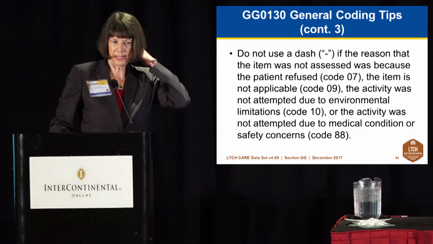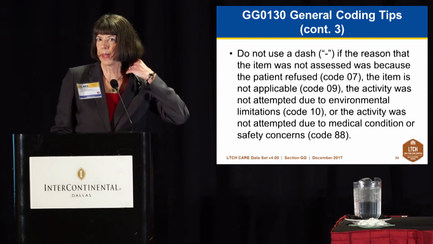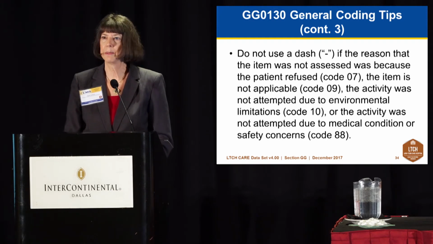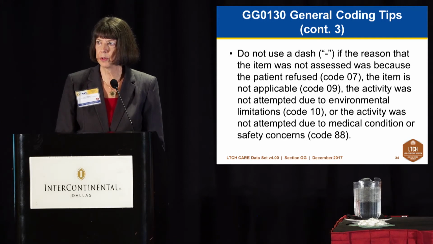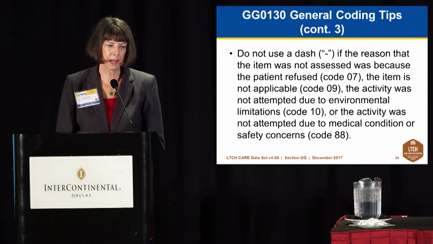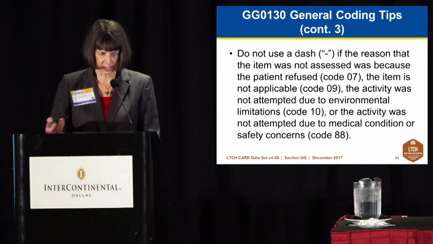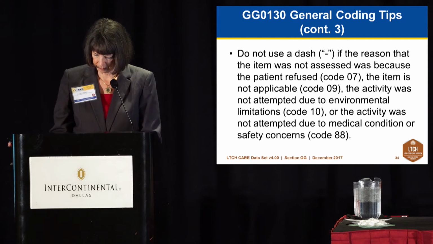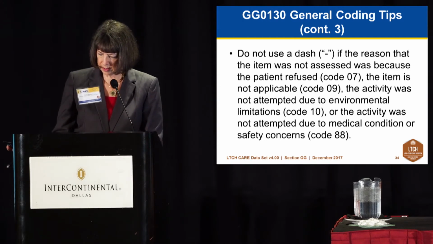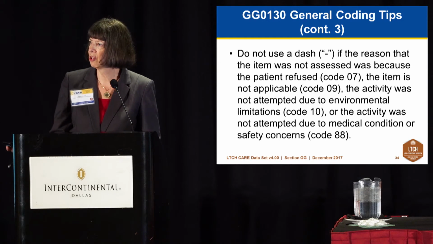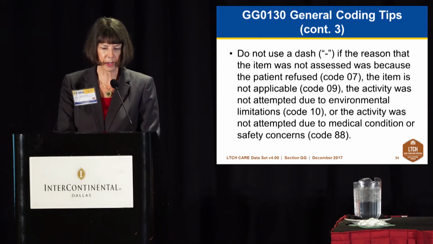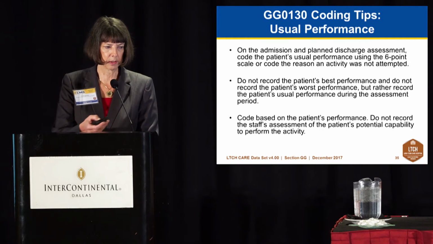We don't want you to use a dash if the reason you are coding it as such is because the patient refused. If the patient refused, then it is a code 07. If the item is not applicable, of course, you would code 09. And if the activity was not attempted due to medical condition or safety concerns, then you would code 88. Notice I skipped code 10 intentionally here. So just remember to talk with the staff directly and gather as much information as possible so that you can avoid no information to report.